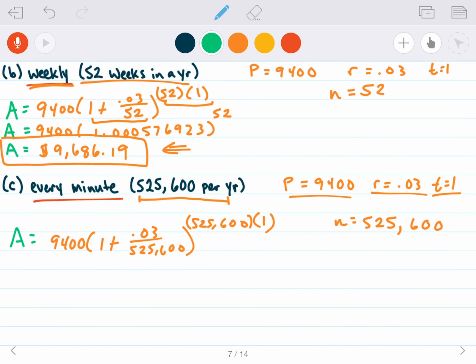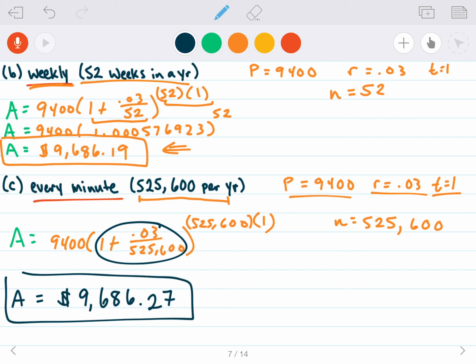Okay, so let's go ahead and simplify inside. I'm going to do that first, parentheses first. And PEMDAS says, in the parentheses, you better do that division first. Okay, so we got that. And we're going to raise this to the 525,600, multiply by 9,400, and we get a final balance of $9,686.27. So there's not too big of a difference from compounding weekly and every minute just in this particular case.